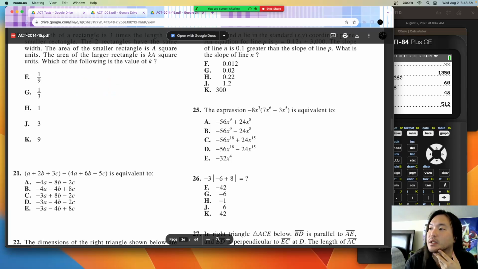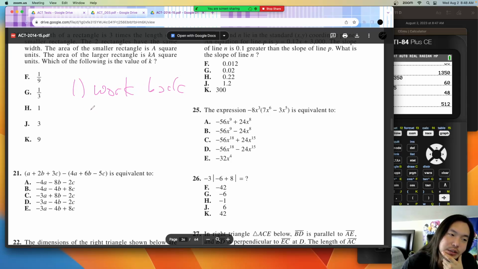What's the optimal order? Honestly, the optimal order depends on who you are, but I would say work backwards from the answers is probably a good place to start. Work backwards. You just don't know what to do. Work backwards from the answer. And then if you can get the answer that way, that's fantastic, right?